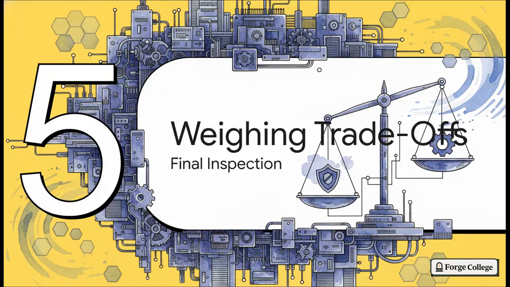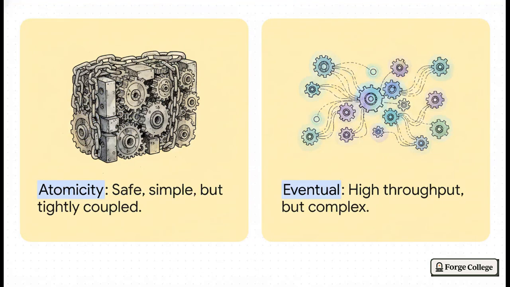And that takes us to Section 5, weighing the trade-offs. Time for the final inspection of our machine. Here is the ultimate engineering reality. There are absolutely no perfect solutions. There are only trade-offs. On one side of the scale, atomicity gives you very simple correctness. If a process fails, it fails immediately and safely. But it tightly couples all your components together, which makes future upgrades way riskier.